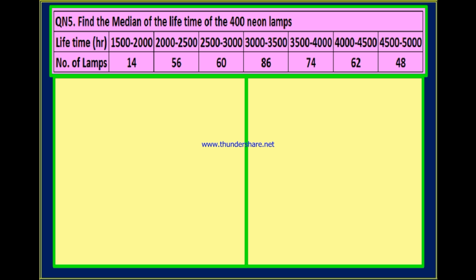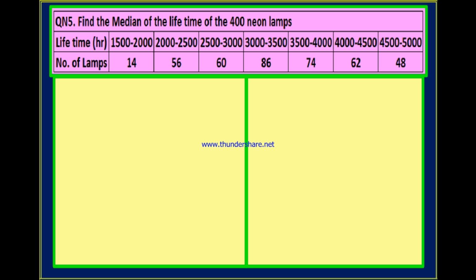Dear children, do you know how many measures of central tendencies are there? Good. There are three measures of central tendencies. Out of the three, the first is arithmetic mean, second is median, and the third is mode. Now, we will find the median for this group of data.